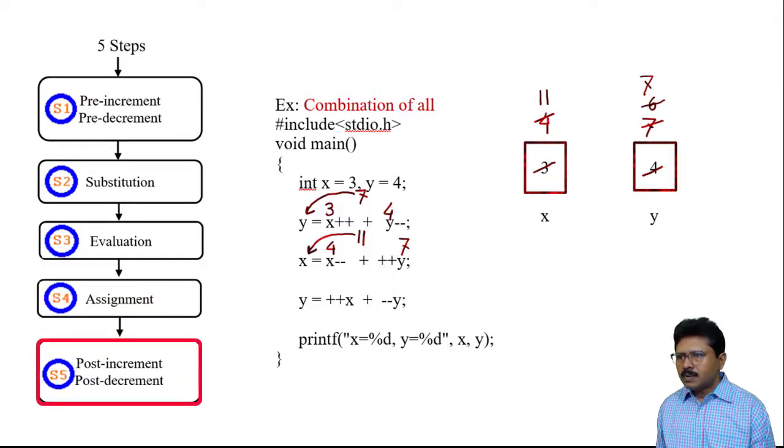Is there any post-increment, post-decrement? Yes, one post-decrement is here, x--. So the value will be decremented by 1. The value of x is 10. So after executing this instruction, this is the status.